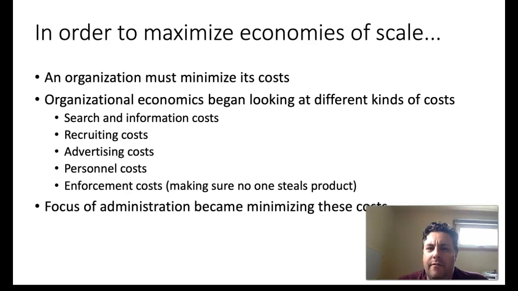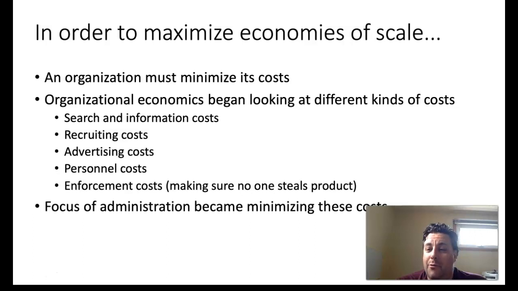Let me just talk about these each for a second here. So search costs and information costs has to do with researching the market, figuring out what competitors are doing, what competitors' products look like. Recruiting costs has to do with recruiting new customers, new clients, recruiting personnel.